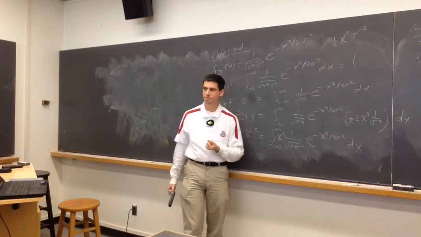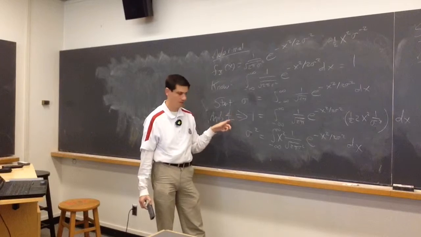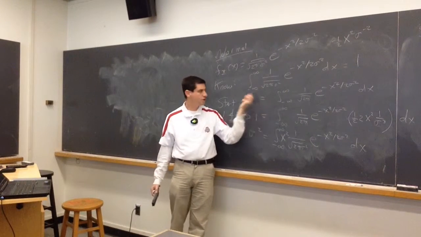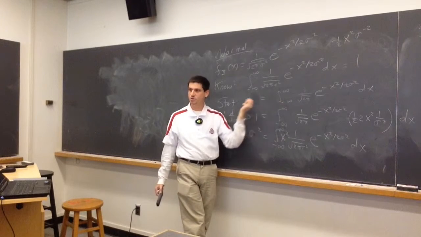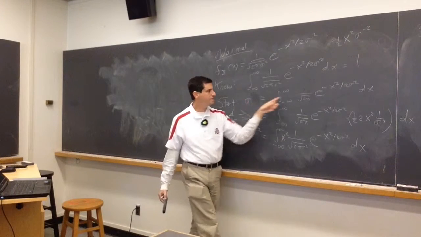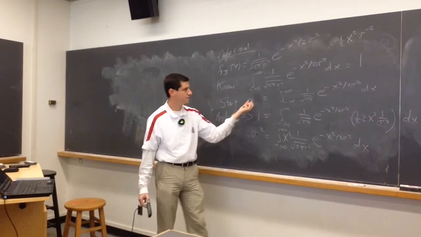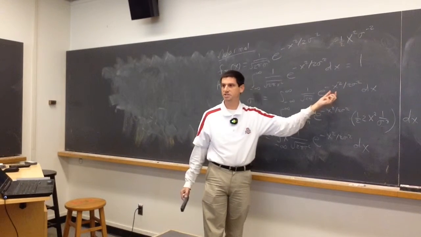Yes? When you're saying apply d by d theta, is that d by d sigma? Is that multiplying it by? No, it's applying the operator to both sides. So taking the derivative of both sides with respect to sigma. Okay. So I have this identity. And because this is an identity, if I apply d by d sigma to both sides, it still holds.